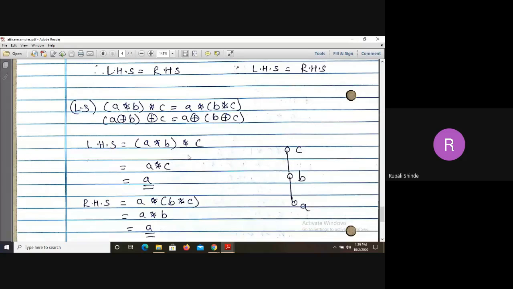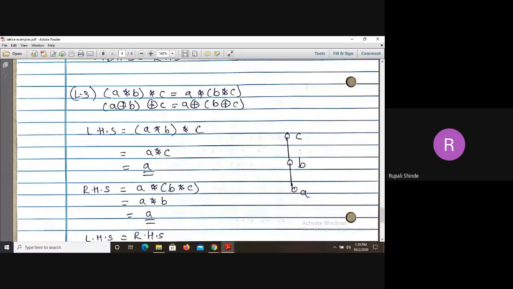Now we have to take its star operation with C. In short, again we have to find greatest lower bound for these two elements A and C, and greatest lower bound for this one is A. So value for this LHS, it is A.